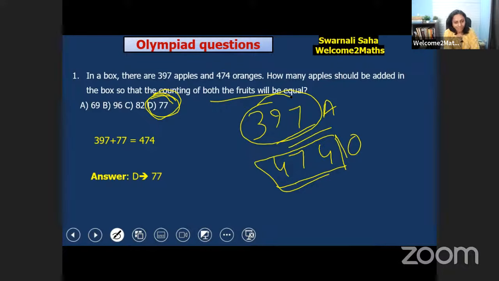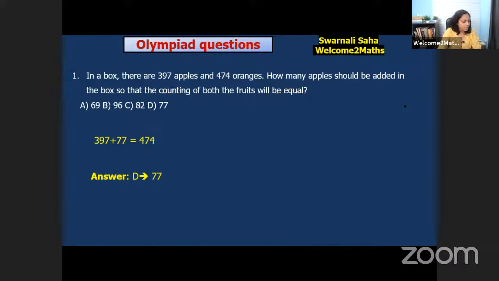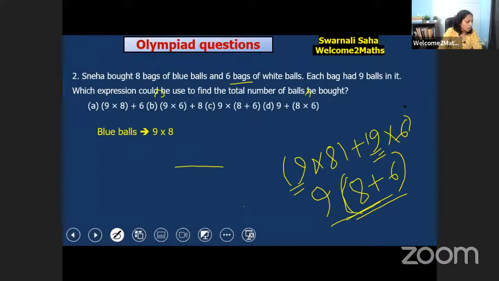Okay, got it? Hope you understood. Okay, so now let's move on. Let's see question number 2, and question number 2 you already have solved.